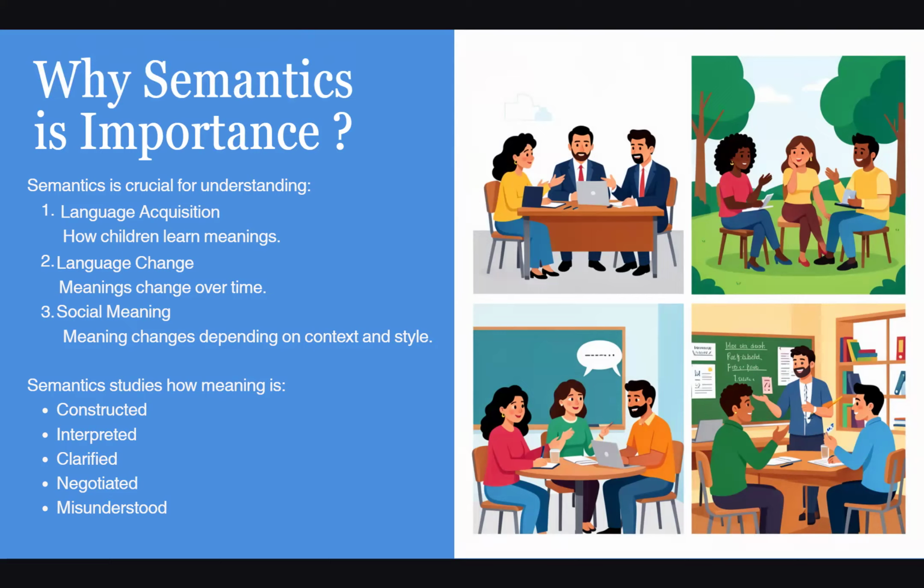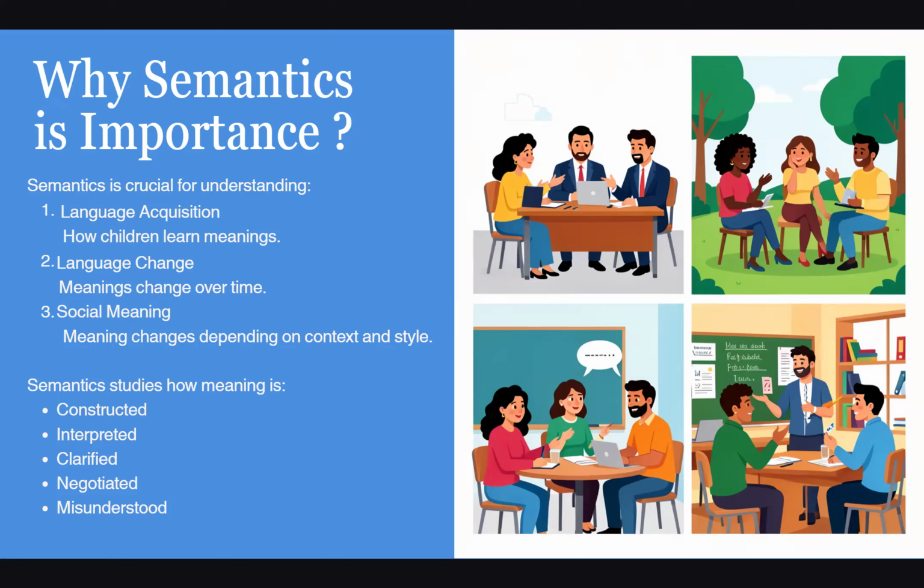Semantics is crucial for understanding, first, language acquisition, how children learn meanings. For example, a child learns that duck refers to a category of animals, not just one duck. And the second is language change. Meanings change over time. For example, awful. Originally it meant full of awe. Now it means very bad.